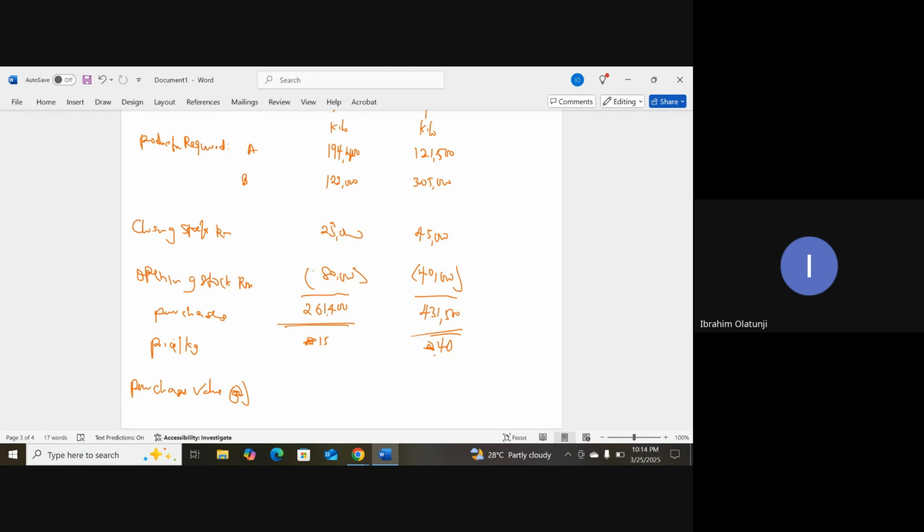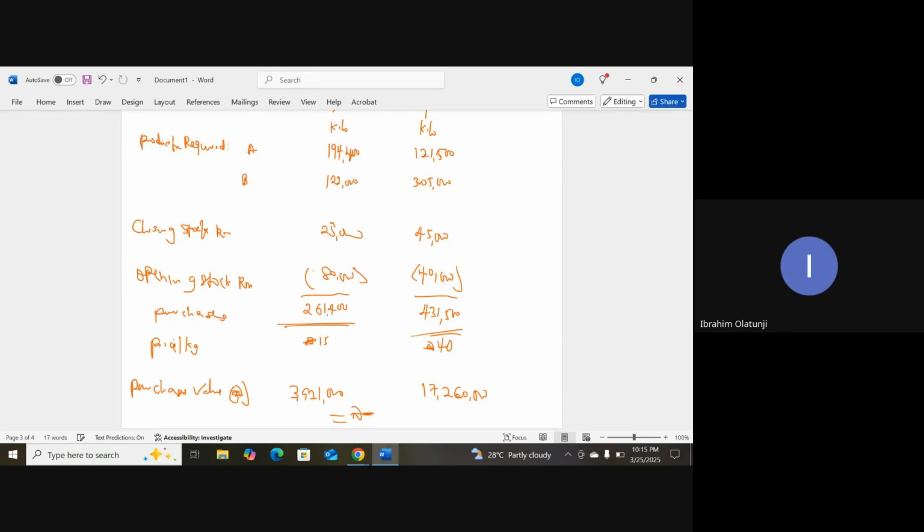But if they now say the total, so what do you have? Let's do it once and for all, in case. 261,400 multiplied by 15 naira, we have 3,921,000. Okay, what of this one? 17,260,000.